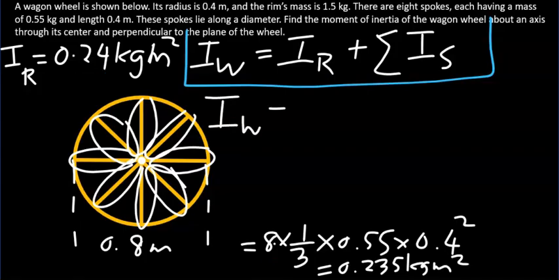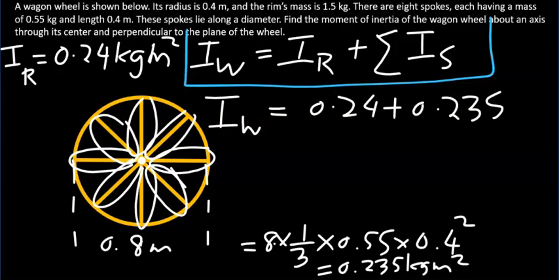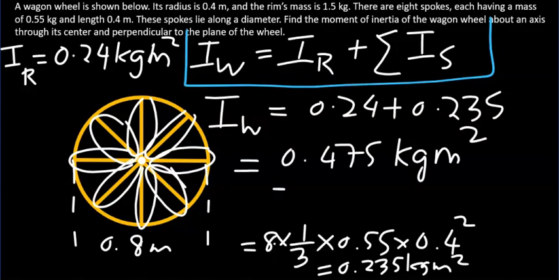So the final answer is obtained by adding this number to that number. So the moment of inertia of the wheel is 0.24 plus 0.235, which will give you 0.475 kg meter squared. And that solves the problem.